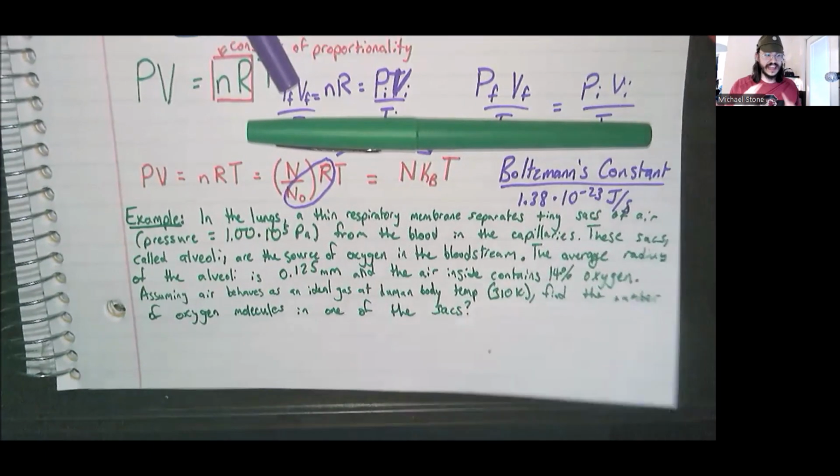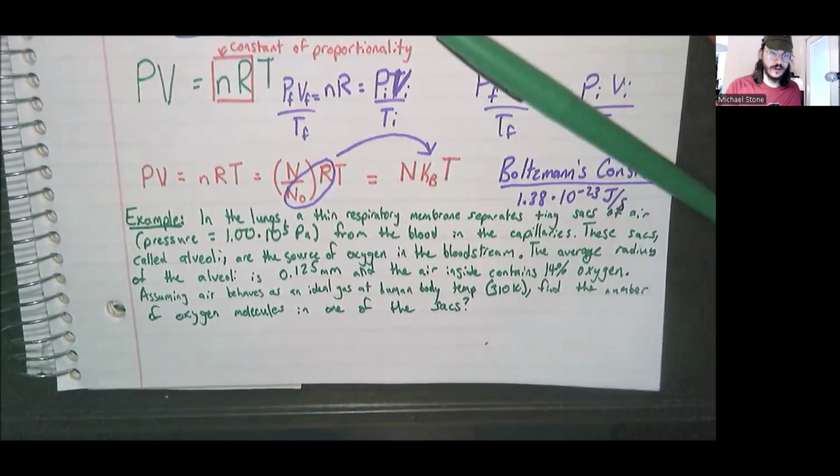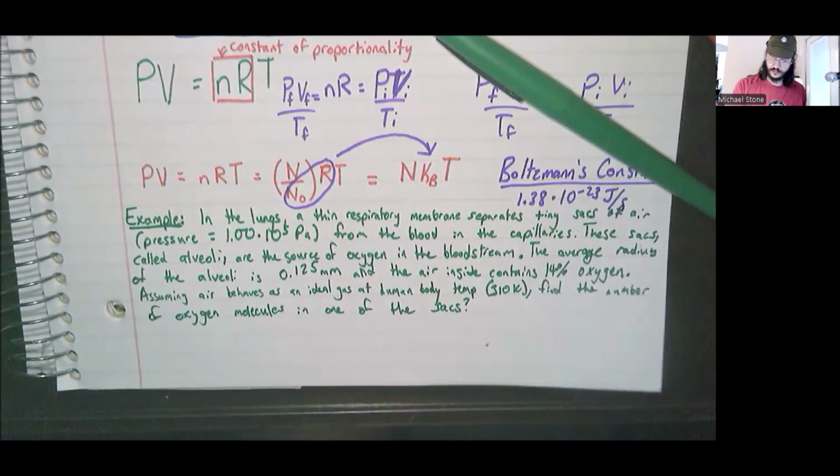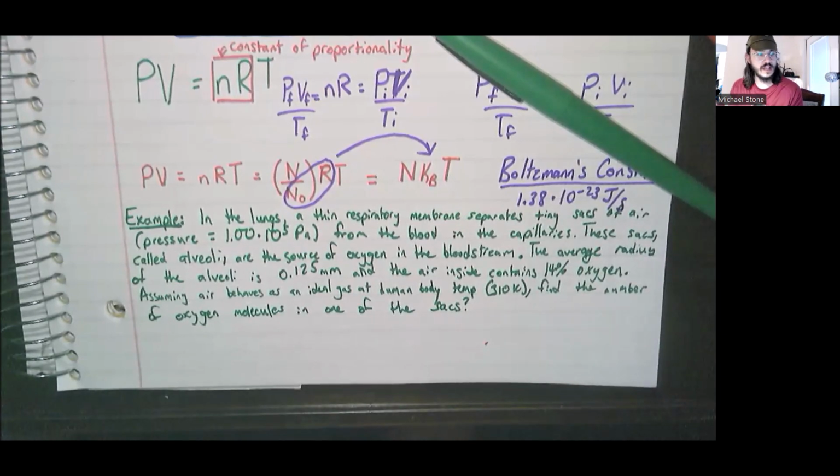In the lungs, a thin respiratory membrane separates tiny sacs of air, at 1 times 10 to the 5 pascals, from the blood in the capillaries. These sacs, called alveoli, are the source of oxygen for your blood. The average radius of one of these sacs is 0.125 millimeters, or I guess that's 125 micrometers or microns. And the air inside contains 14% oxygen.